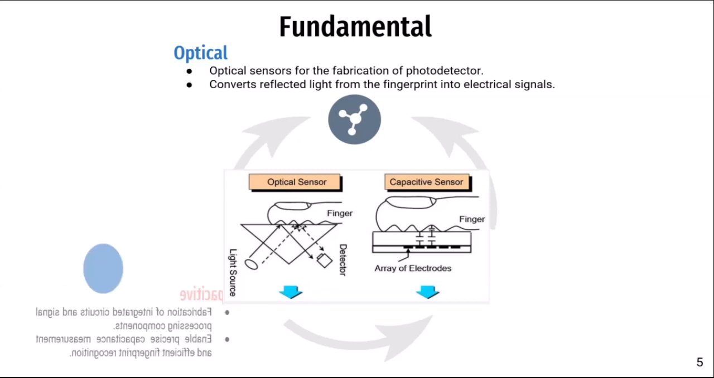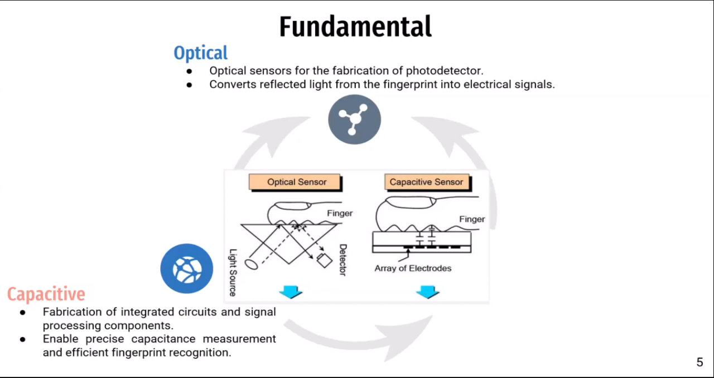And for capacitive sensors, they are usually built with integrated circuits, so they work with the currents produced by our finger touching the plane. They process different currents, collect these different currents, and identify the finger's figure. And this type can process capacitance results and enables efficient fingerprint recognition.